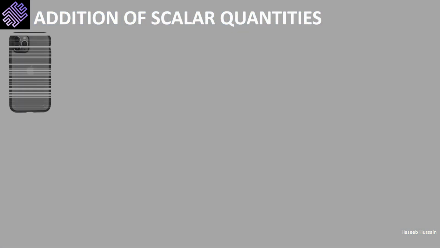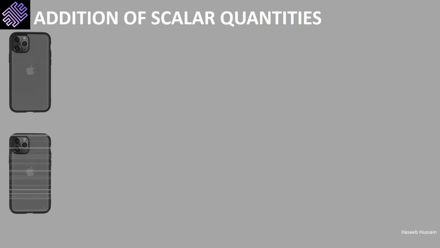Suppose you have an iPhone 11 Pro and you get another one. How many iPhones do you have now? Well, this should be easy. You had one, now you have another one. So 1 plus 1 equals 2 iPhones. Simple arithmetic addition. Now consider another scenario.